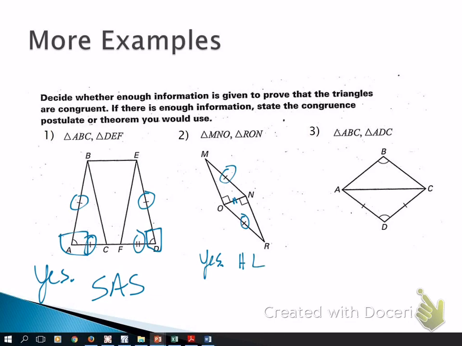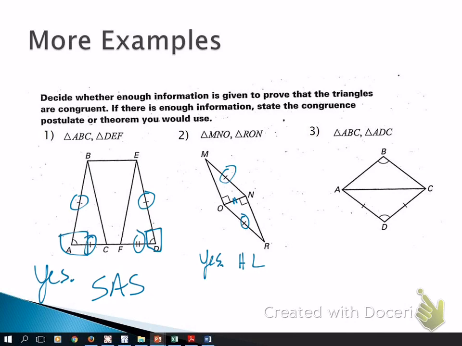Now, keep in mind that even in right triangles, we can use the other shortcuts. We can use side angle side, because those right angles are actually congruent, and we'll see one of those in just a second. But if you're going to use side angle side in a right triangle, you would have to say that those right angles were congruent. So you have to be careful there.